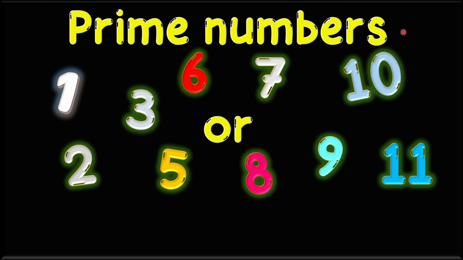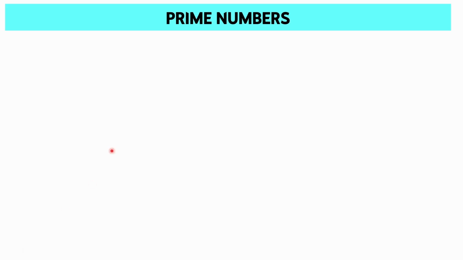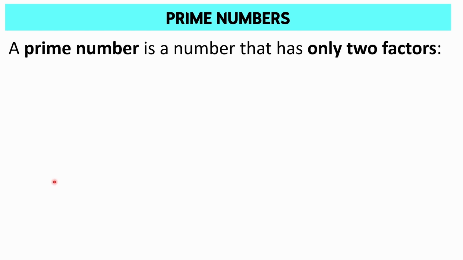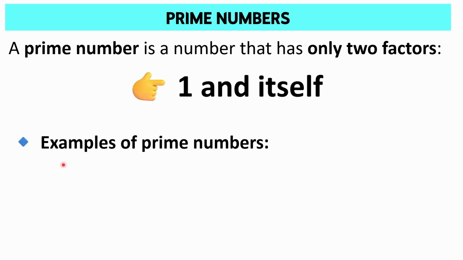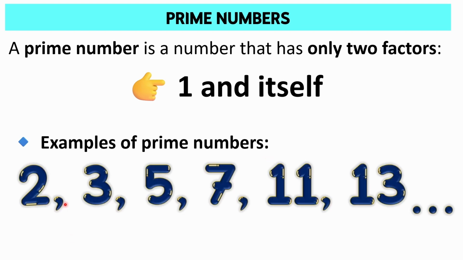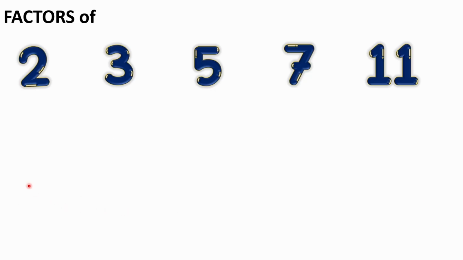How can you tell if a number is prime? Here's the definition of a prime number. A prime number is a number that has only two factors, which is 1 and itself. We have an example of prime numbers: 2, 3, 5, 7, 11, 13. These are prime numbers. Now let's study the factors of 2, 3, 5, 7, and 11.